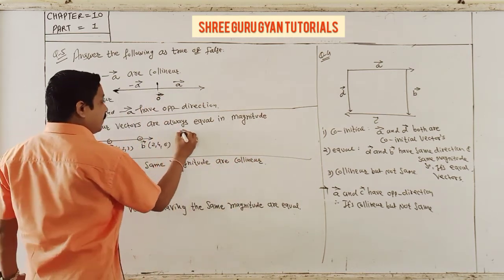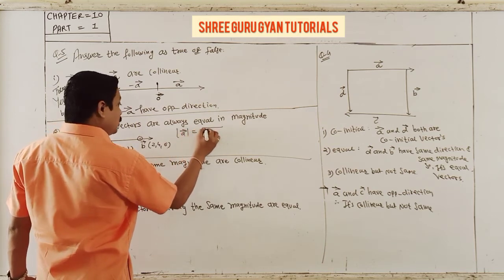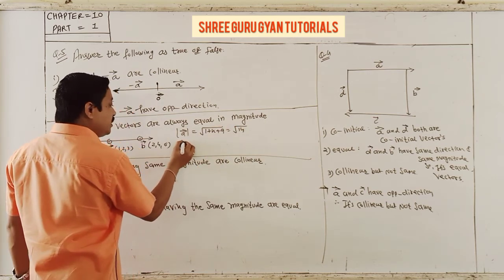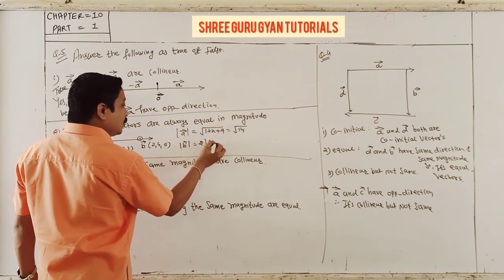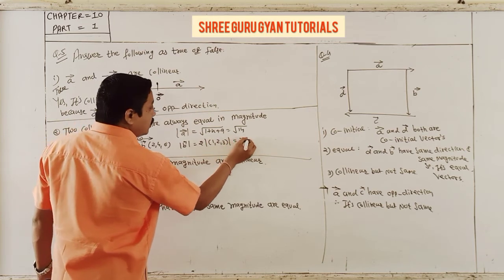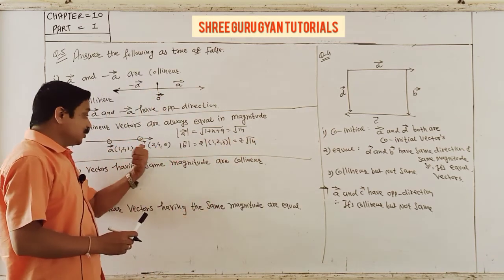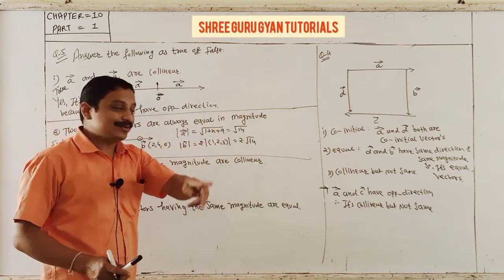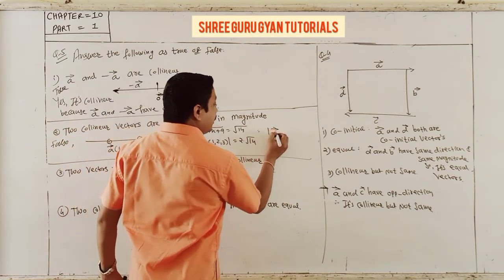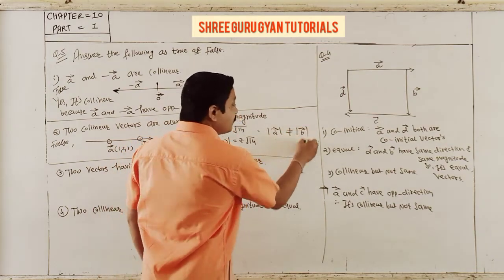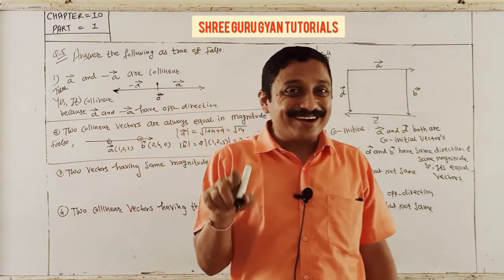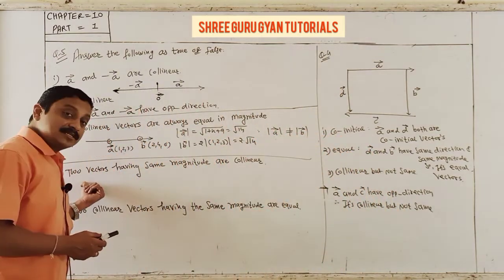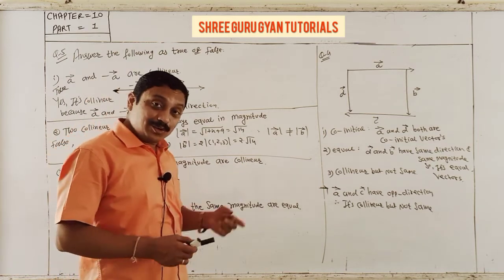Here the magnitude of A is under root 1, 4, 9, root 14. But for the magnitude of B you will take 2 common: 1, 2, 3. It is 2 root 14. No doubt it is collinear. I am taking double, but that is not always equal magnitude. Therefore, I will write down magnitude of A is not equal to magnitude of B. That's why my answer is false.